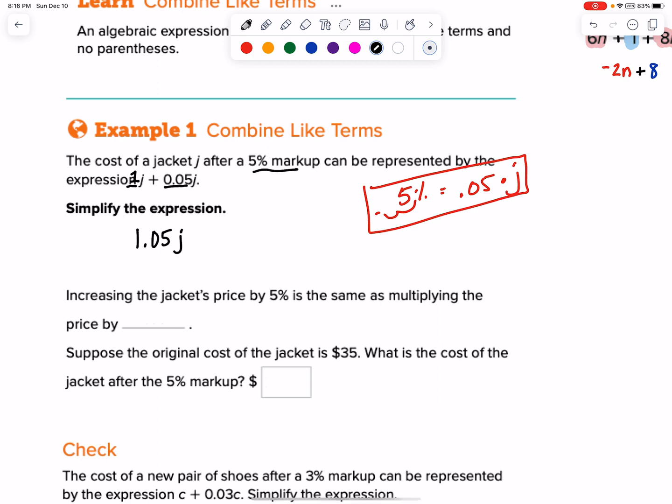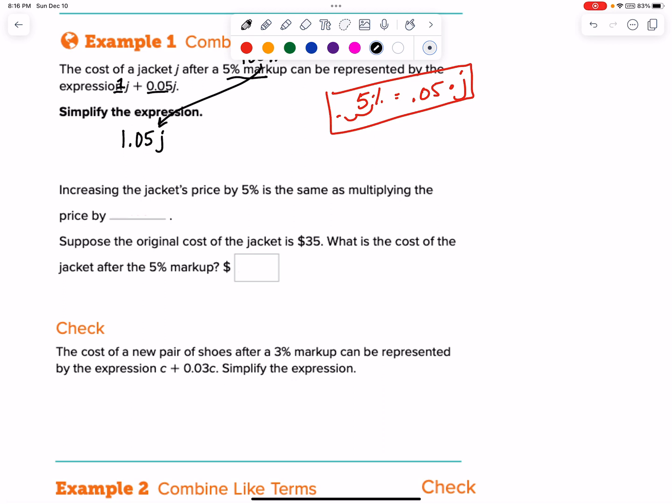And we know that to be true. 5% markup, remember the trick is to just take 105%. And that's what that is. Okay, is 1.05J. Okay, so increase the jacket's price by 5% is the same as multiplying the price by 1.05, or after we solve it all at this point, we can just multiply the whole price by 1.05 or 105%. So suppose the original cost is $35. What is the cost of the jacket after a 5% markup?